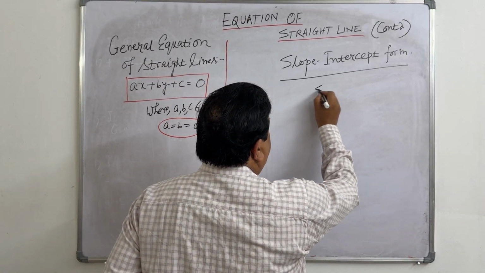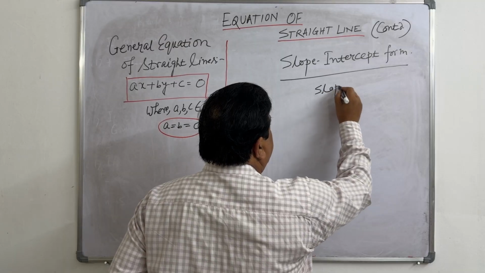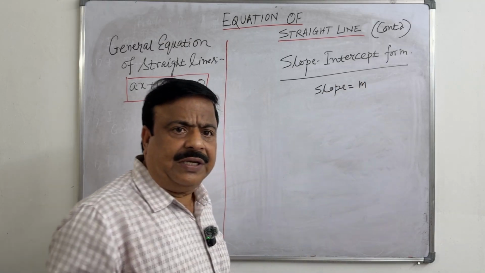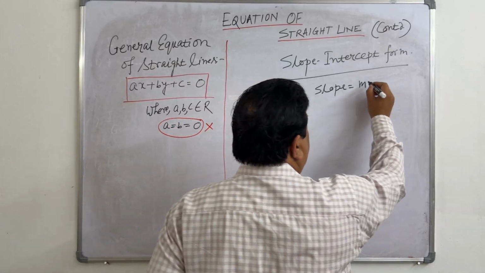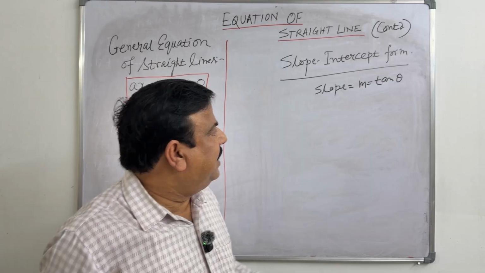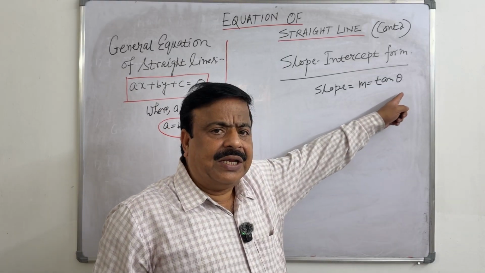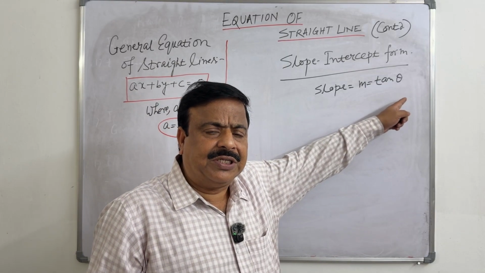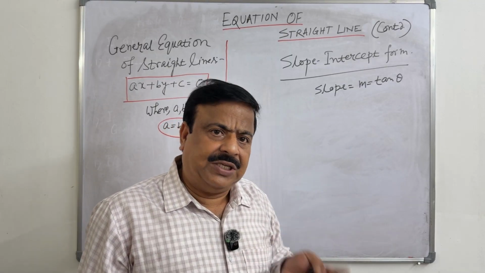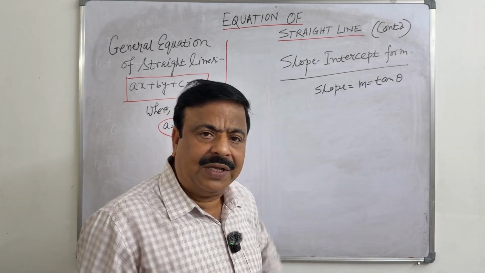You know that the slope of any straight line is represented by small m, where m is equal to tan theta. What is theta? Theta is the inclination with the positive direction of the x-axis. You learned about this in the previous session.